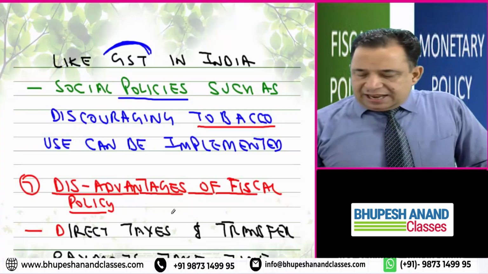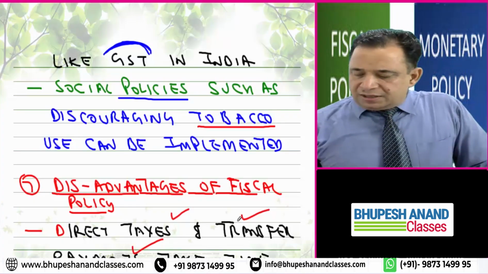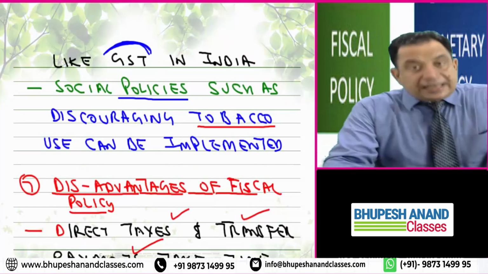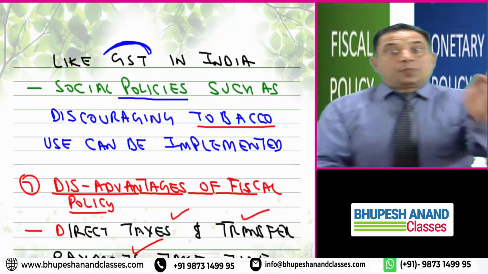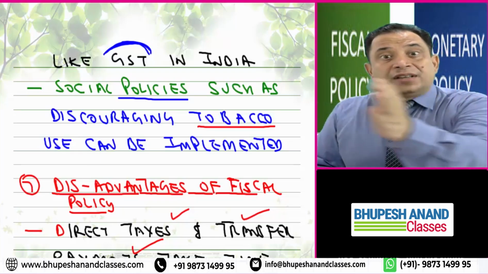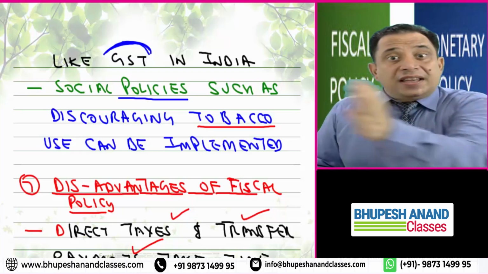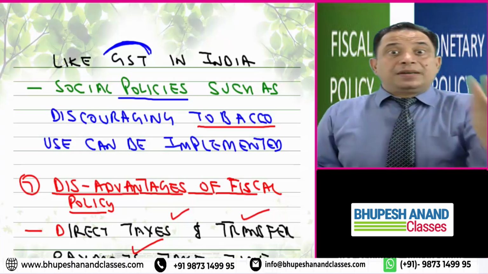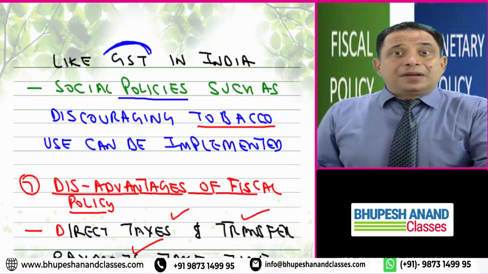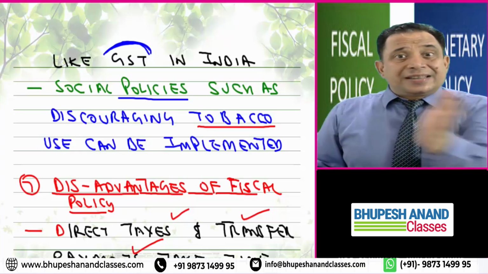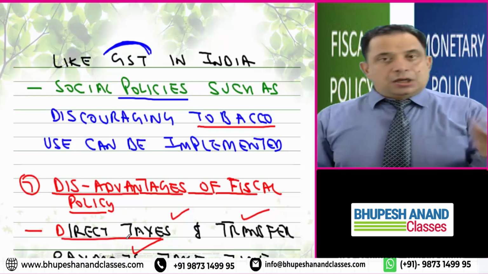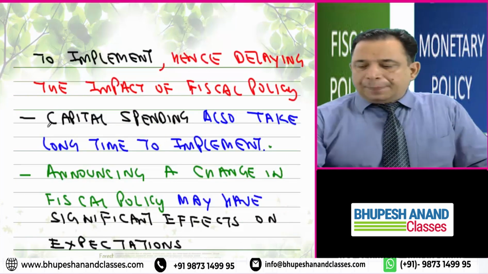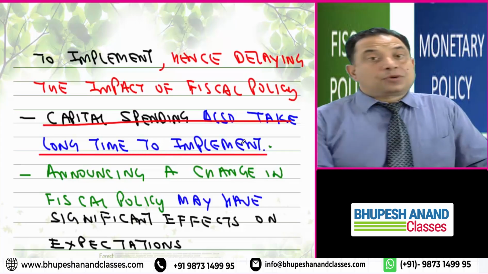Direct taxes and transfer payments take time to implement. Because you file your income tax return or wealth tax return after a year, it takes some time, some 12 months, because the financial budget is prior to that financial year. So this is a disadvantage: direct taxes and transfer payments take time to implement. Capital spending also takes a long time to implement.